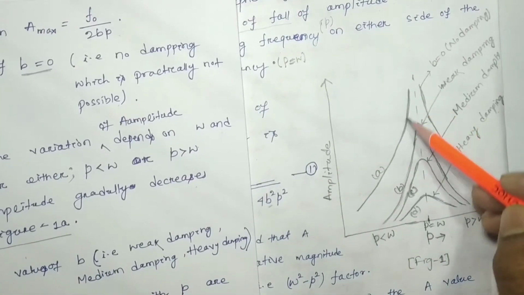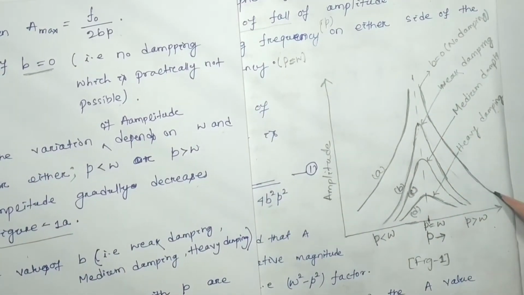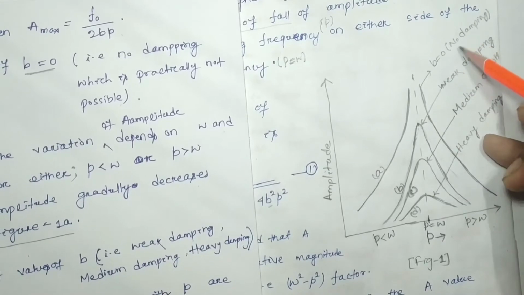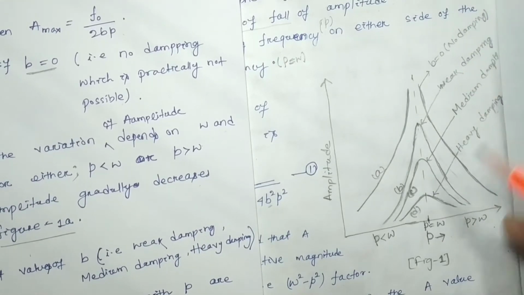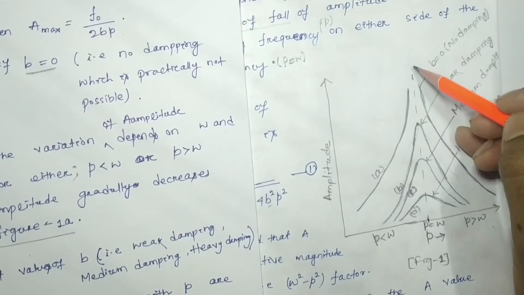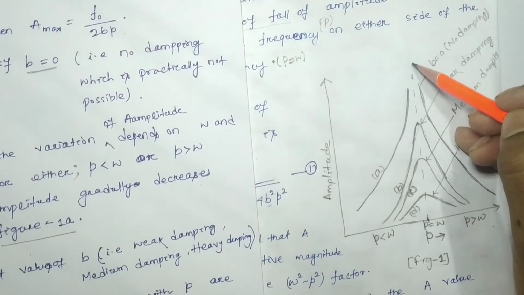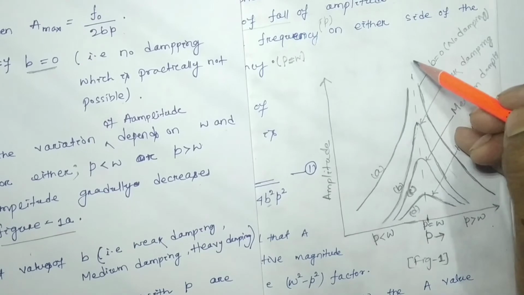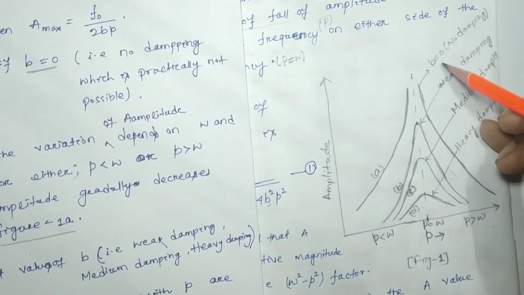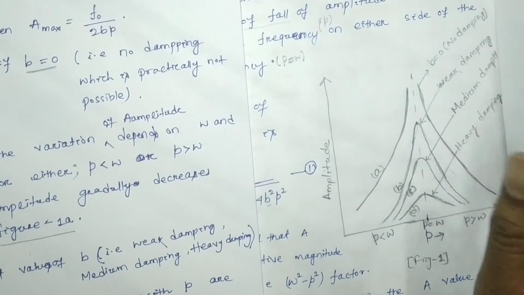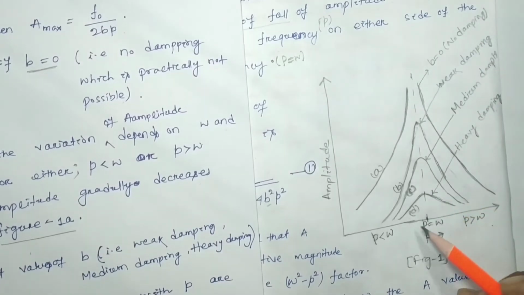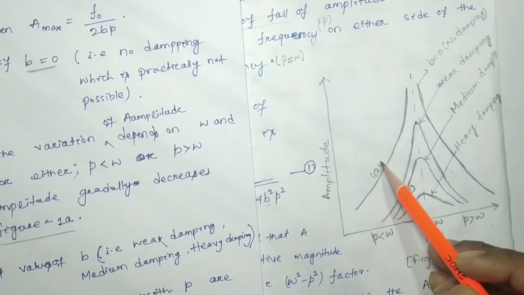This is 1a, the no damping case. At p equal to omega, we find the amplitude maximum will be infinite, which is practically impossible if we imagine b equal to 0. This one case is represented by figure 1a.